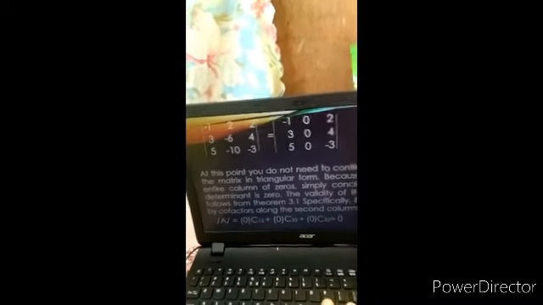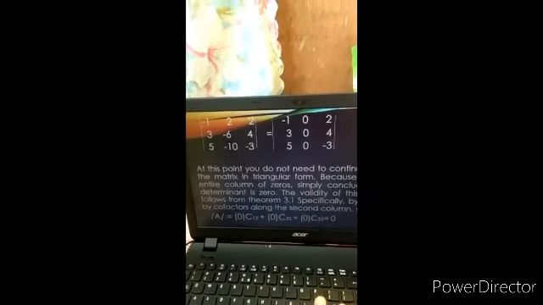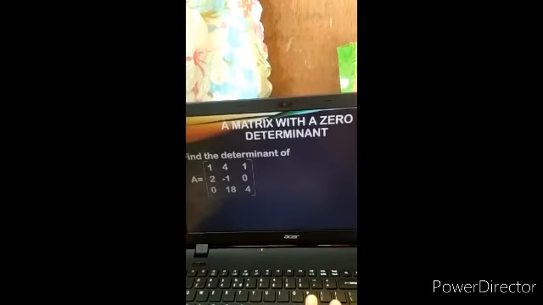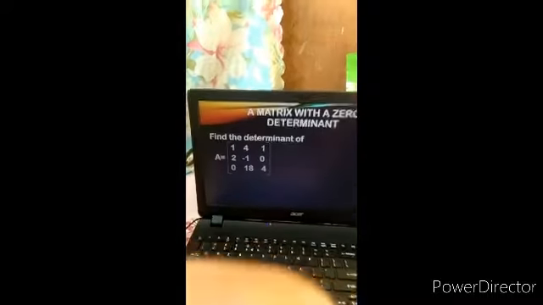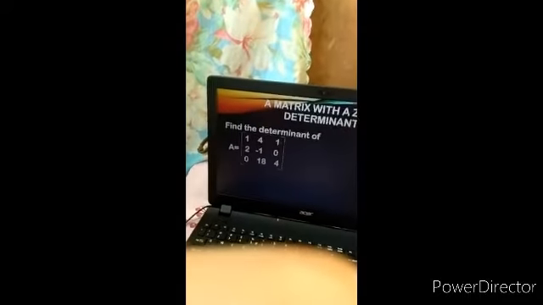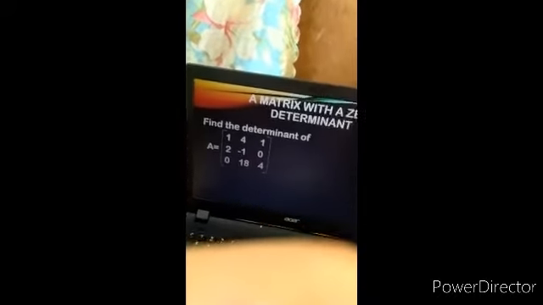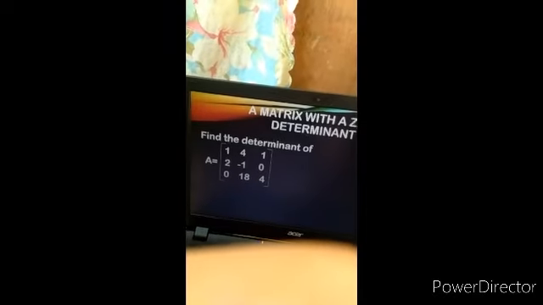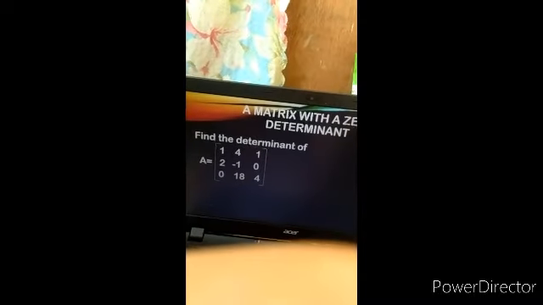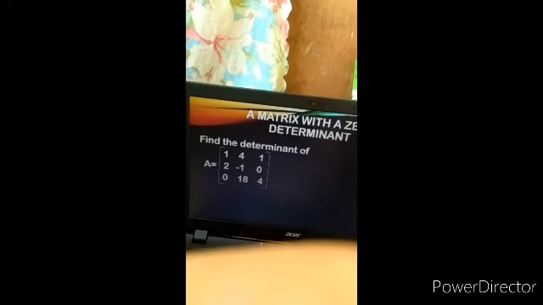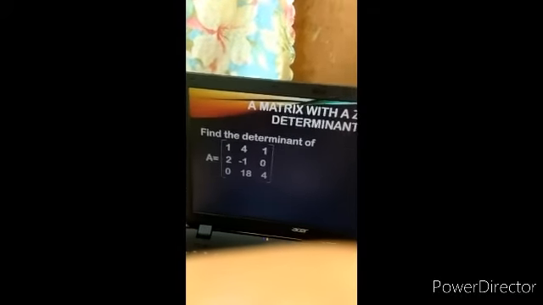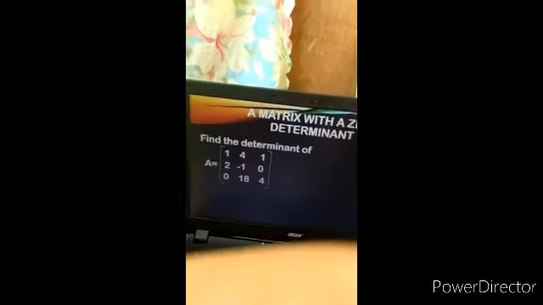Okay, so let's proceed to the matrix with a 0 determinant. Let's find the determinant of this 3 by 3 matrix. So, our first row is 1, 4, 1. Then, the second row is 2, negative 1, and 0. Then, the last row is 0, 18, and 4.